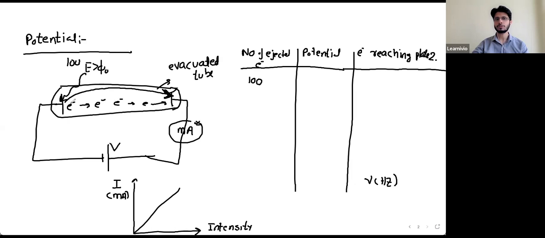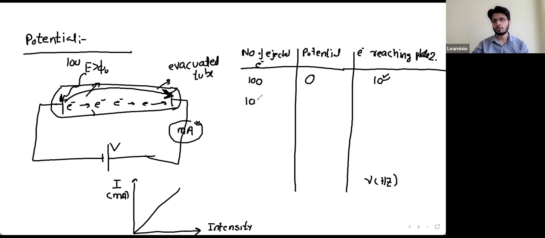But what happens is when these electrons get ejected, the majority of them get lost. The electrons can collide with the wall of the container, or they can collide with each other. So when you do not apply any potential, zero potential, 100 get ejected and only 10% electrons reach the plate. So the current will correspond to 10 electrons. So how do the electrons get lost? They collide with each other, they collide with the wall of the container, and they get lost.